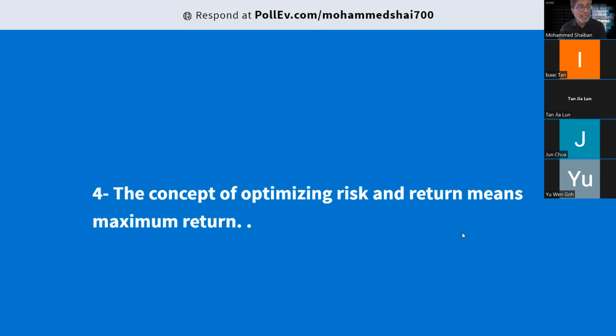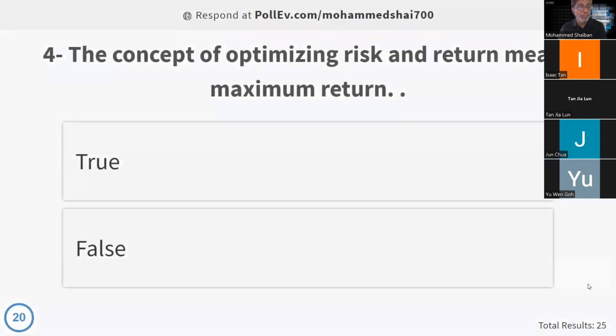The concept of optimizing, this is the one I'm talking about. Please go ahead and do it. Is this a statement, do we just maximize return or do we look for the optimum? Please participate.